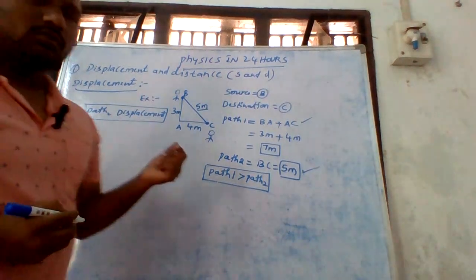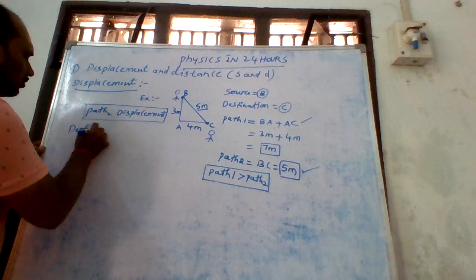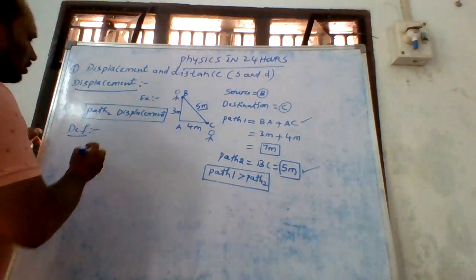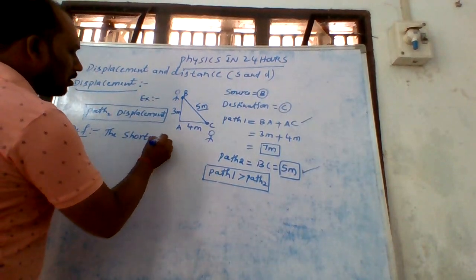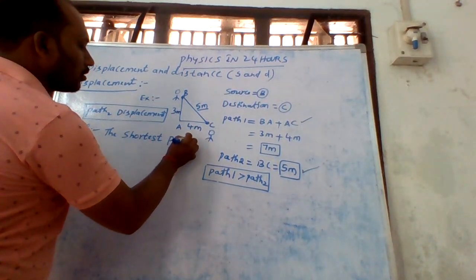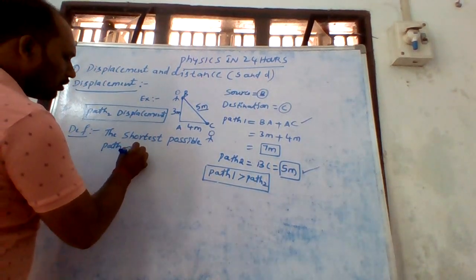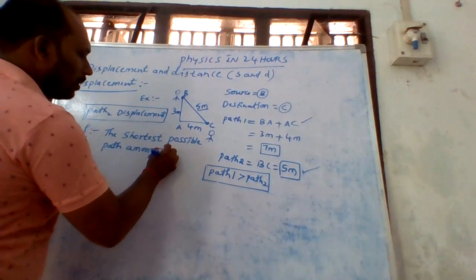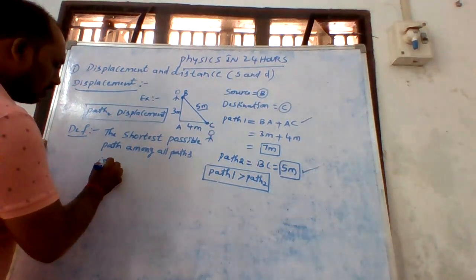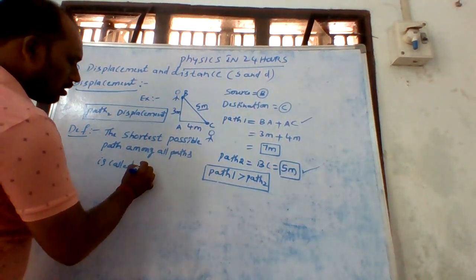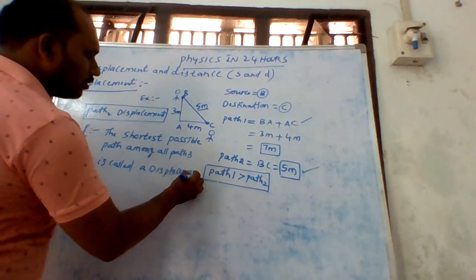So what is the conclusion? What is the definition? Write down the definition: the shortest possible path among all paths is called a displacement. That is the simple definition of displacement.